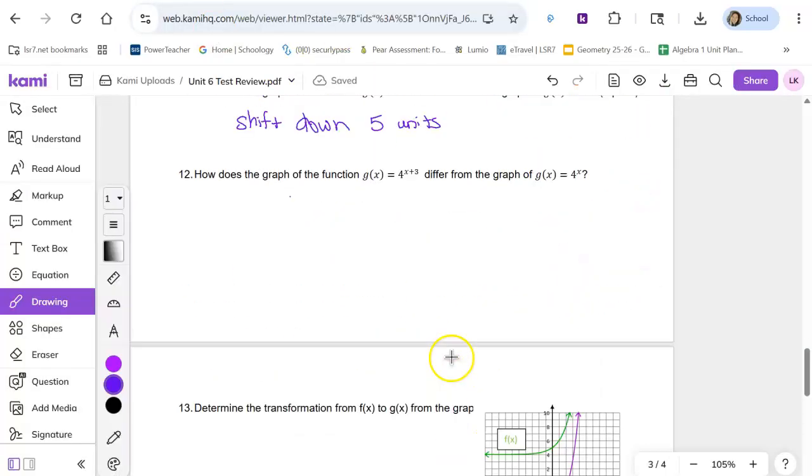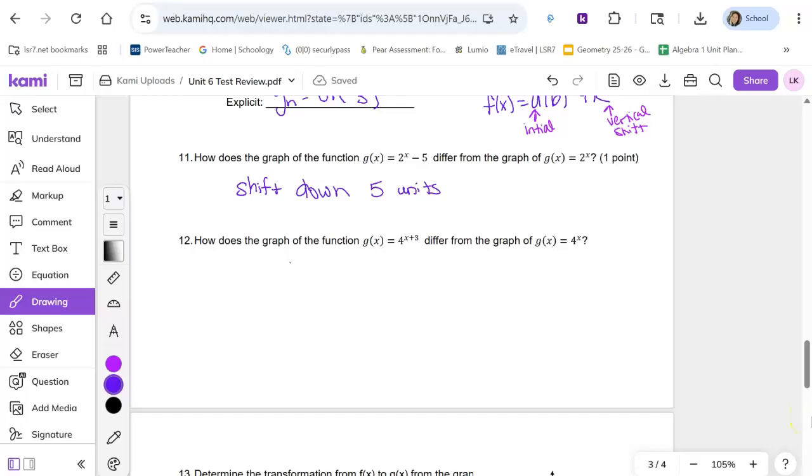All right, now let's look at this one. How does the graph of the function g of x, 4 to the x plus 3, differ from the graph of g of x equals 4 to the x power? Well, again, that is opposite. So it says plus 3, so I'm going to shift left 3.